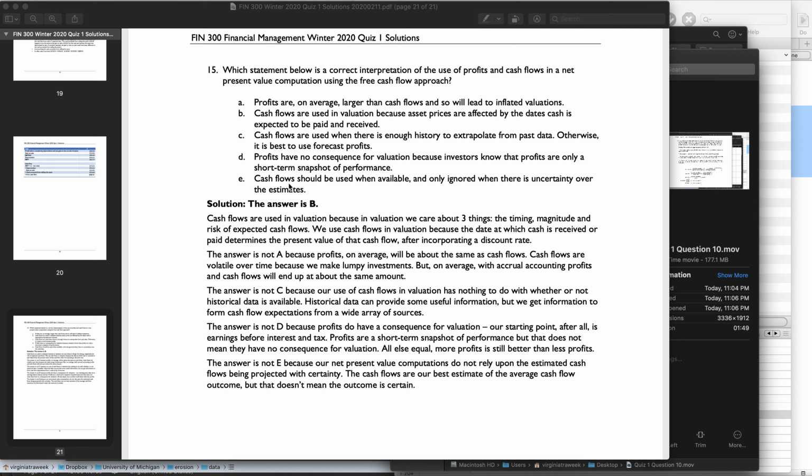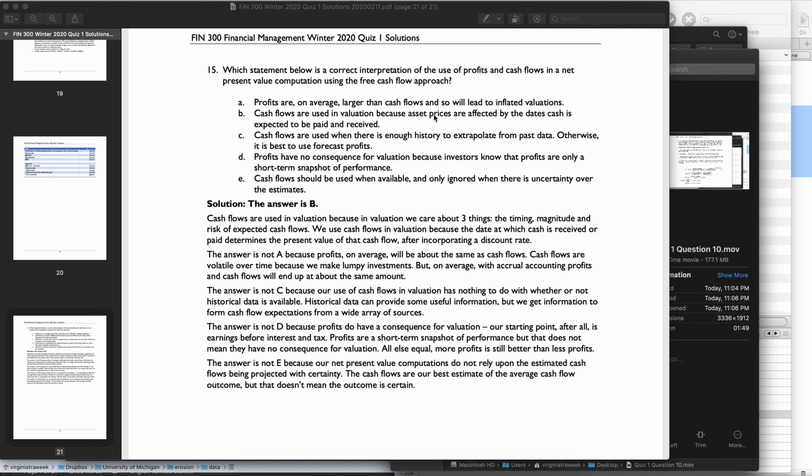Cash flows should be used when available and only ignored when there is uncertainty over the estimates. I mean, in our estimates in the future, we are going to use profits and cash flows, and in theory, they're always going to be available because we will have some set of assumptions about what's going to happen. So in this case, the only answer that really makes sense is B. The rest of them are kind of weird discussions about things that are true but only short term. The only thing that makes sense is B.